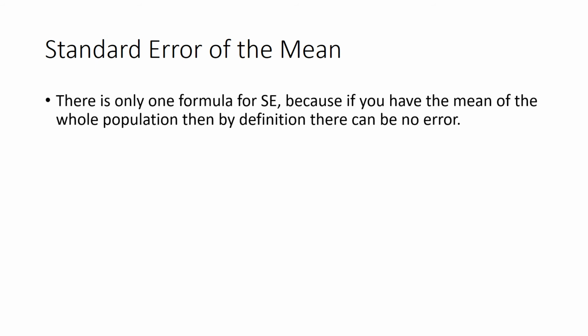Your sample mean, beg your pardon. Now, there is only one formula for standard error. The reason for that is if you have the mean of the whole population, then by definition there can be no error because your actual mean is the one you've worked out. So the error will be zero, guaranteed. So standard error makes no sense if you're measuring the entire population.